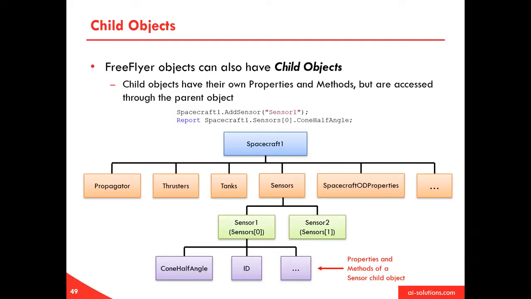This diagram illustrates the different child objects of a spacecraft object. The spacecraft is a complex object, and it uses child objects to organize the properties and settings for its propagator, for thrusters, tanks, and sensors, for its OD settings, and more. The diagram also shows how we can have multiple sensor child objects, which are accessed through the sensors array, and each one of those can have multiple properties and methods.